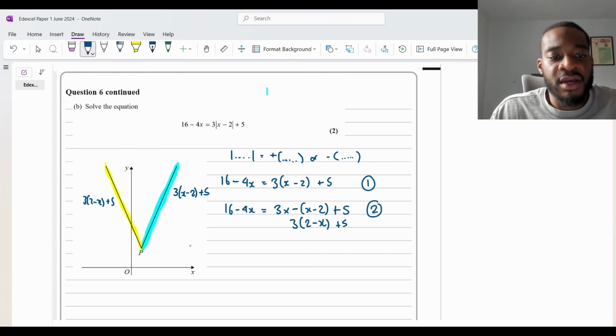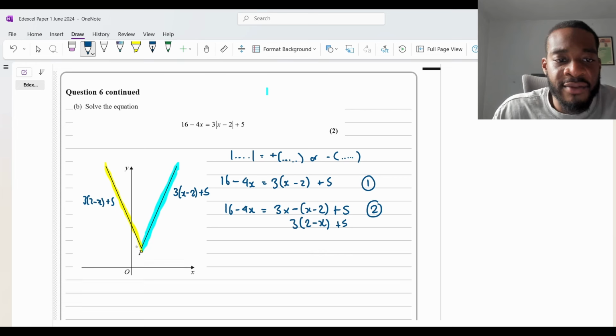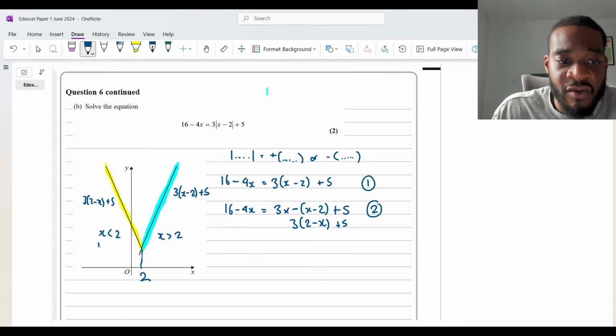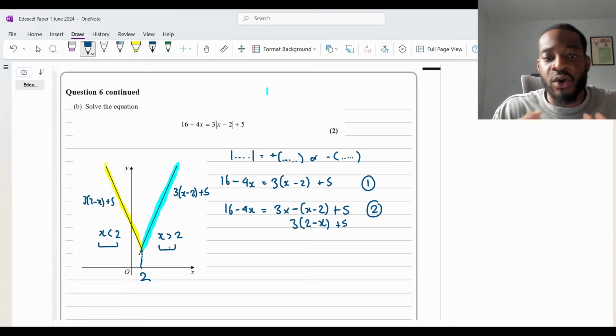Now, why is this important? Because remember, there's a vertex. We know that this point here is x equals 2. So when I'm looking at the blue part of the graph, these are for values of x which are greater than 2. When I'm looking at the yellow part of the graph, these are for values of x which are less than 2. So when I'm solving these equations, I need to consider this fact. Okay, so let's solve both of them and see what we get.